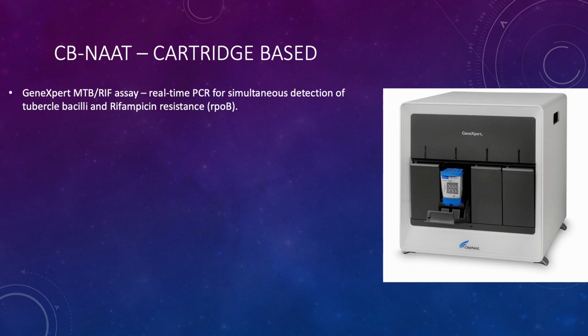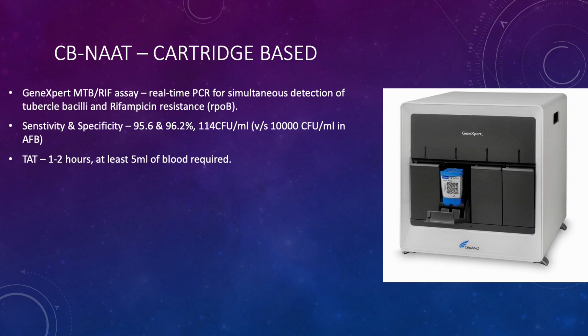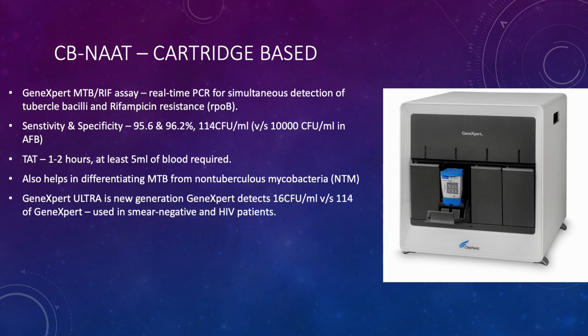CBNAAT, which is commonly called GeneXpert, is a real-time PCR for simultaneous detection of TB bacilli and the rpoB gene, which is used for rifampicin resistance. Sensitivity and specificity are around 95%, and it detects up to 114 CFU per ml. Compare this to 10,000 for AFB. Turnaround time is 1 to 2 hours, and at least 5 ml of sample is required. It also helps in differentiating Mycobacterium tuberculosis from non-tuberculous Mycobacteria.